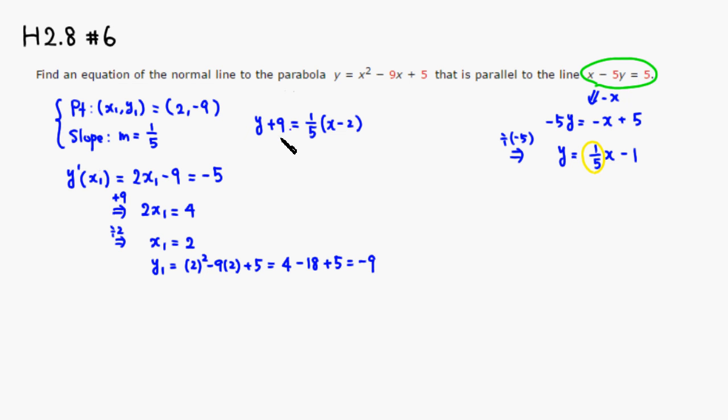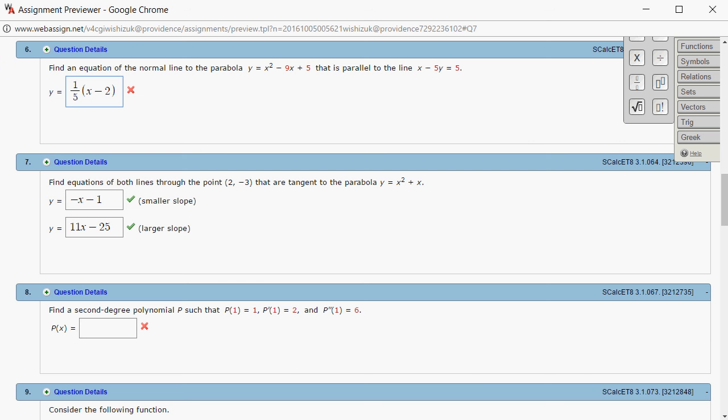Then I just need to subtract 9 so that we can write it as y equals 1 over 5 times x minus 2, then subtract 9. So I just have to put minus 9 there. And hopefully it doesn't mind if I don't simplify it.